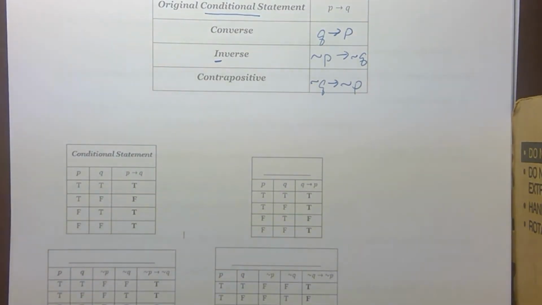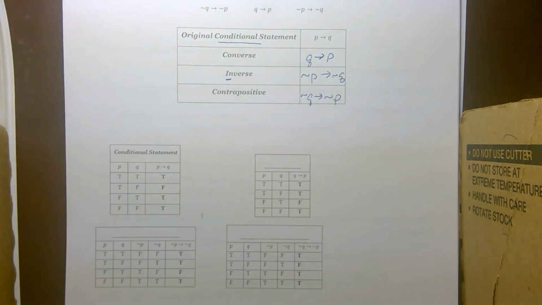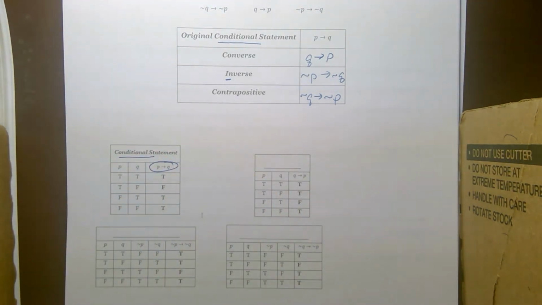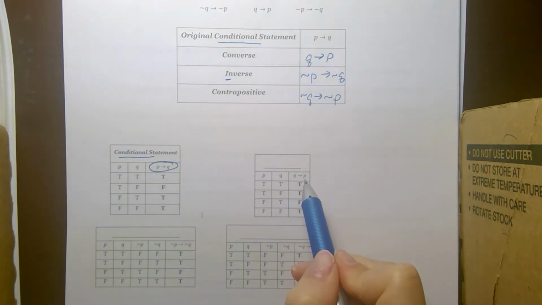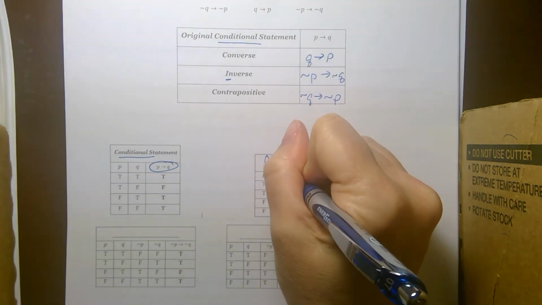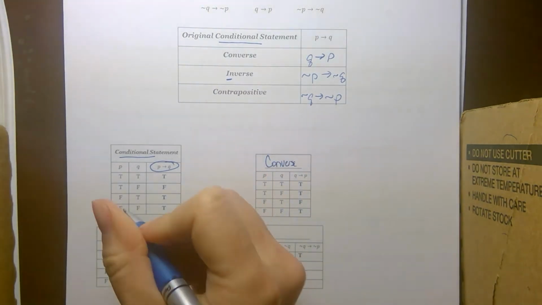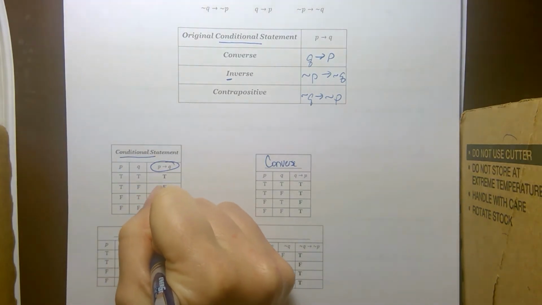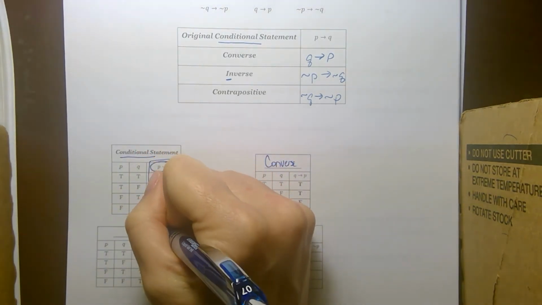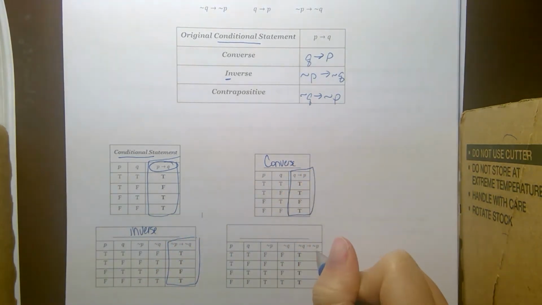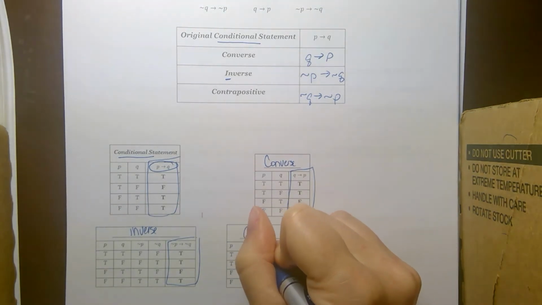Now we are given the truth tables already built for us. We've got our conditional truth table, if P, then Q. Then what about this one? If Q, then P, we said that is the converse. If not P, then not Q, we said is the inverse. So we've got this one, this one. And finally, if not Q, then not P is my contrapositive.